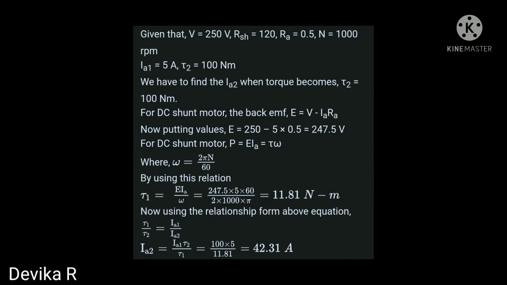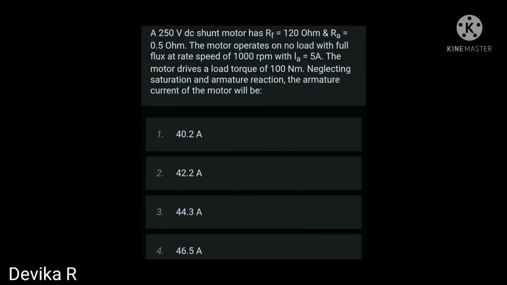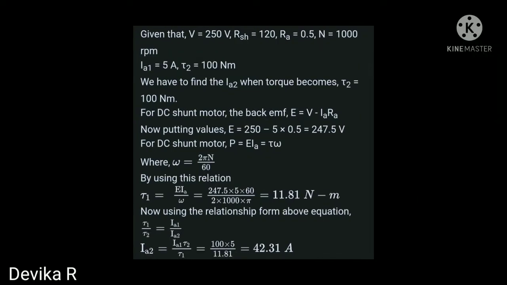Just write what they have given. IA means it's the no load current, so we take it as IA1.